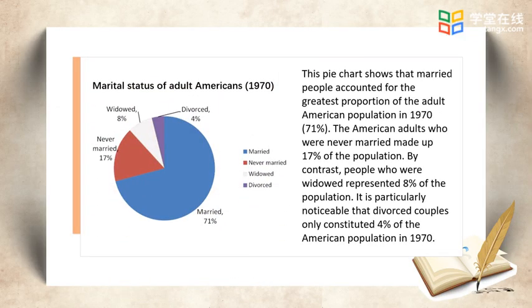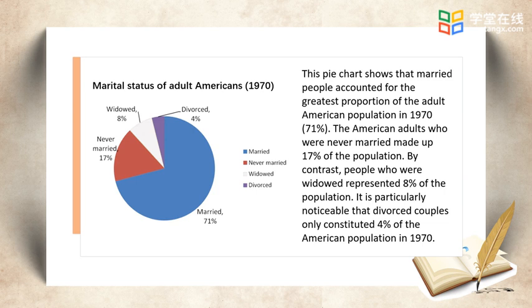This pie chart shows that married people accounted for the greatest proportion of the adult American population in 1970, 71%. The American adults who were never married made up 17% of the population. By contrast, people who were widowed represented 8% of the population. It is particularly noticeable that divorced couples only constituted 4% of the American population in 1970.